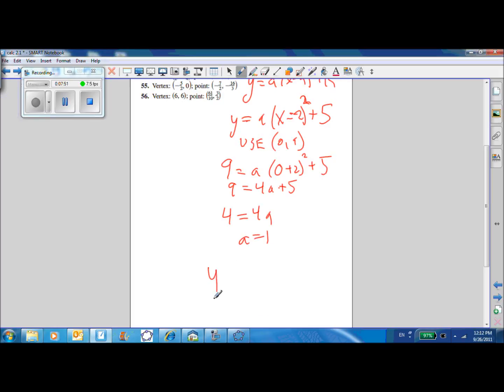So finally we get y equals a, which is 1, times (x minus -2) squared plus 5. Or more simply, y equals (x plus 2) squared plus 5. (0, 9) goes through it, and it's got a vertex at (-2, 5).